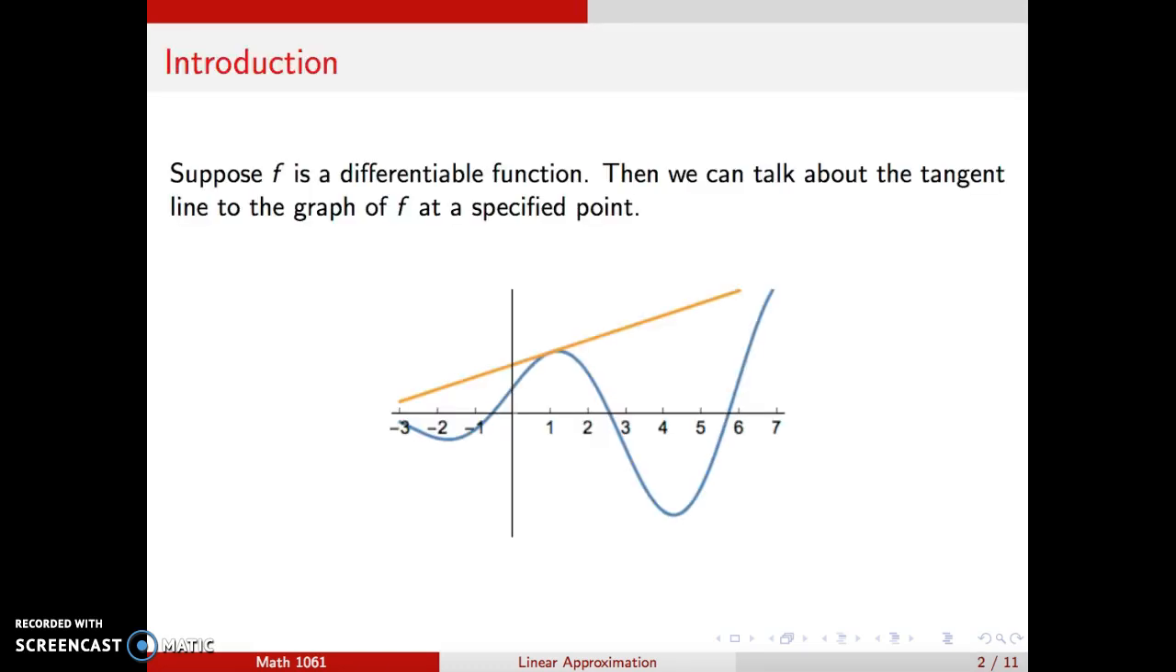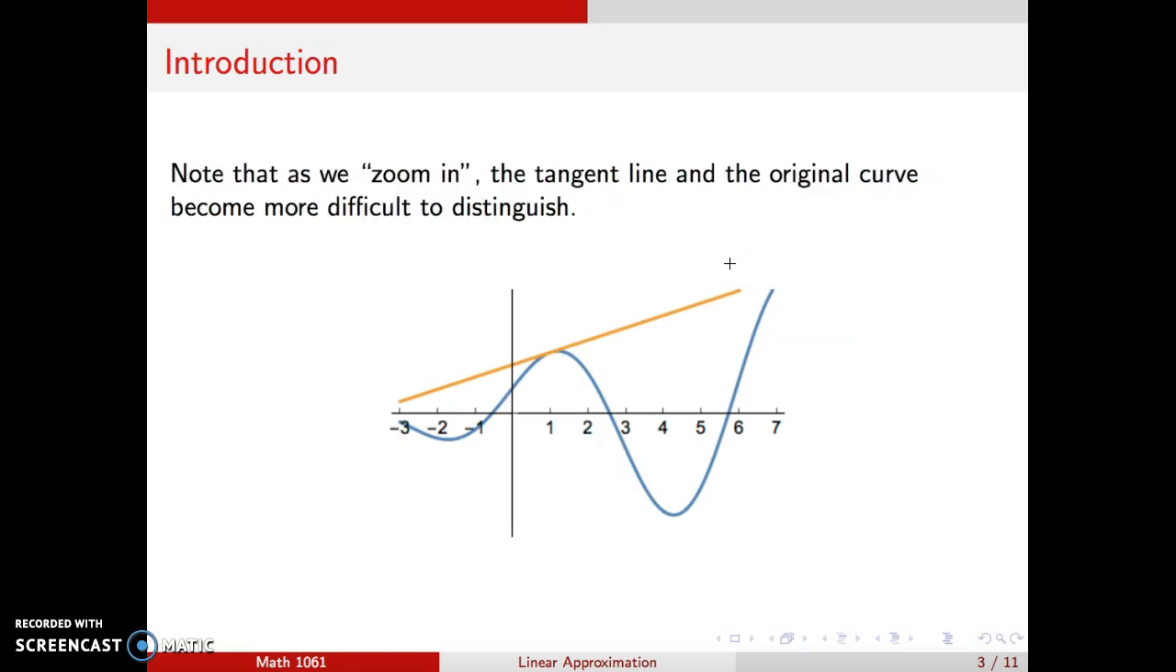The idea behind this: imagine that we have a differentiable function f, the curve here in blue, and we want to look at the tangent line to the graph of f at a specified point. In this case we're looking at x equals 1, and we've got our tangent line there. As I zoom in, the tangent line and the original curve are going to become more difficult to distinguish.